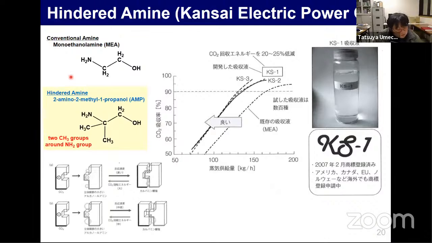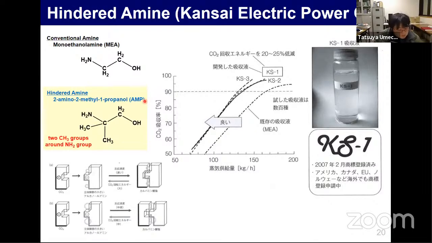The upper left figure shows the molecular structure of MEA and 2-amino-2-methyl-1-propanol, AMP. The AMP molecule has a bulky methyl group around the amino group, and the space around the nitrogen atom is limited, unlike the MEA molecule. AMP is one of the hindered amines. When carbon dioxide reacts with amine, a new chemical bond is formed between carbon dioxide and the amine.